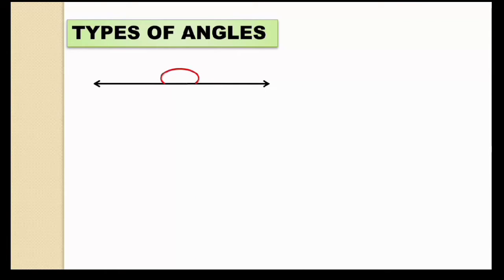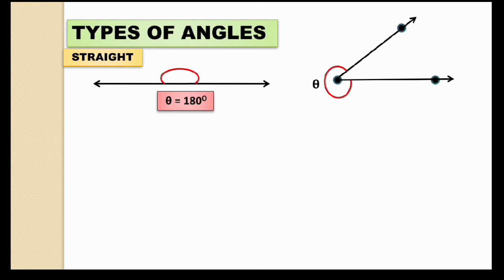Look at this diagram also. As you can see here, this angle is exactly equal to 180 degree and this type of angle is called straight angle. Another diagram is showing an angle greater than 180 degree but less than 360 degree, and these types of angles are called reflex angle.